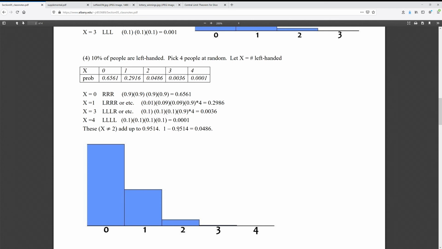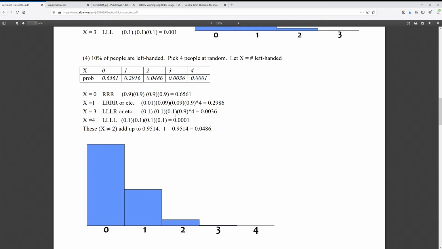So what do these add up to? Well, they add up to 0.9514. Not these, of course, because there's a typo, but this and this. And this isn't going to work, is it? Wow, it did. So if we add up those, we get 0.9514. And then 1 minus that is the remaining possibility, 0.0486.